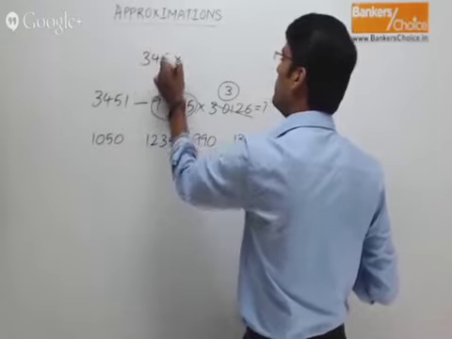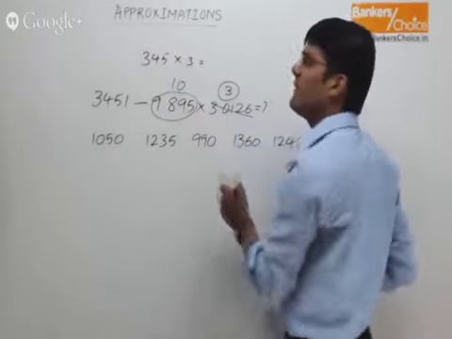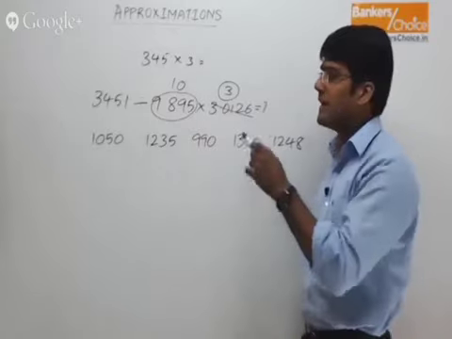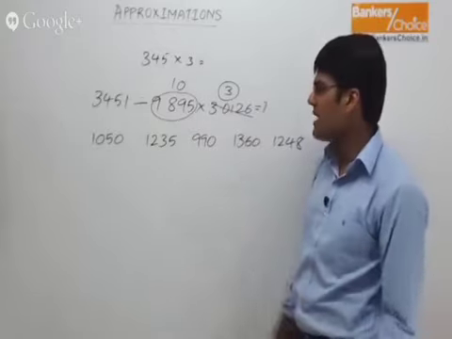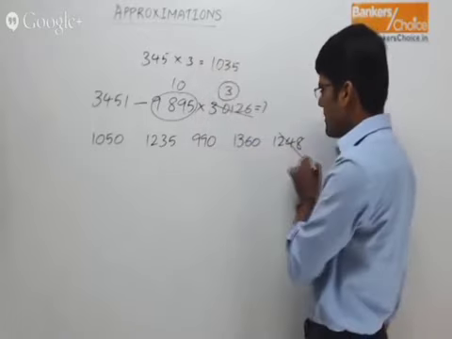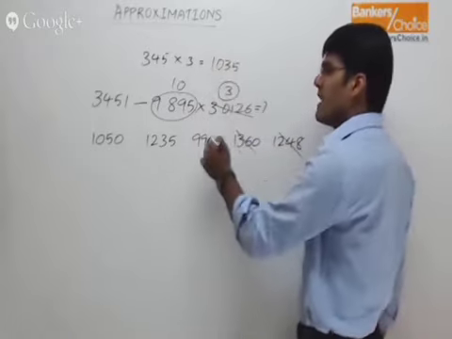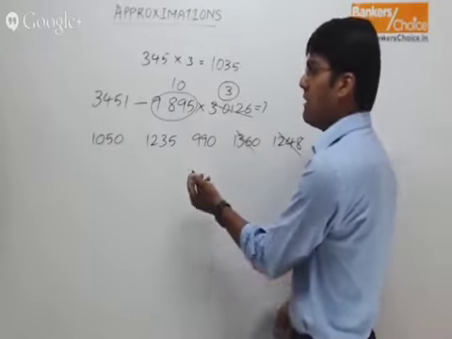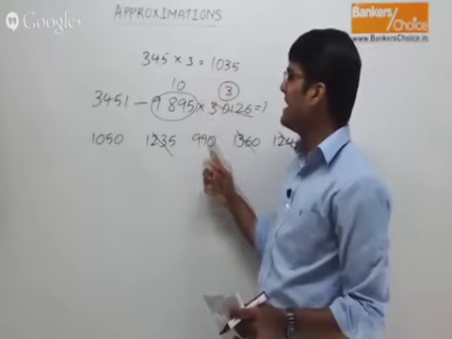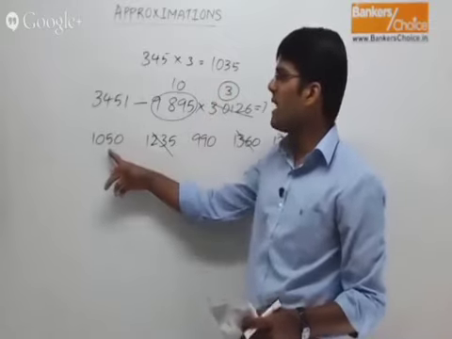So 345 into 3. What is 345 into 3? 340 into 3, 1020. 5 into 3, 15, so 1035. So the answer should be close to 1035. Right? This cannot be the answer. 1360 cannot be the answer. 990 maybe. 1235 cannot be the answer. So again, if you look at it, 1035, 990 is close.